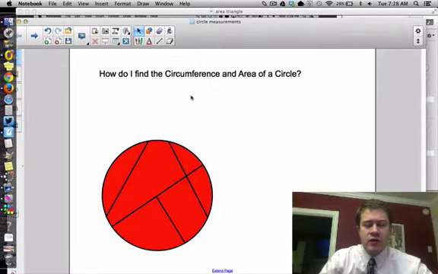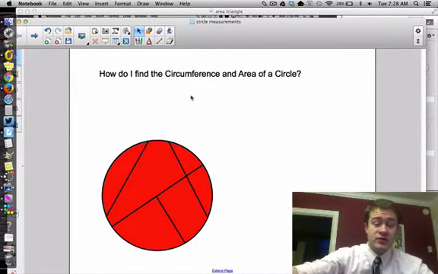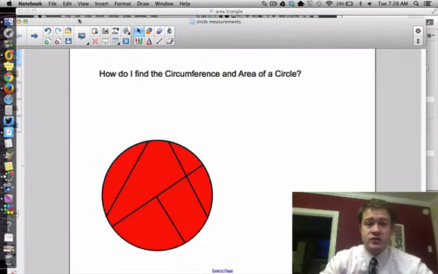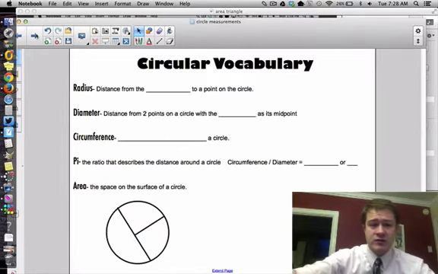We're going to be talking about how do I find the circumference and area of a circle. So what I like to do first are some vocab that I'd like to look over.